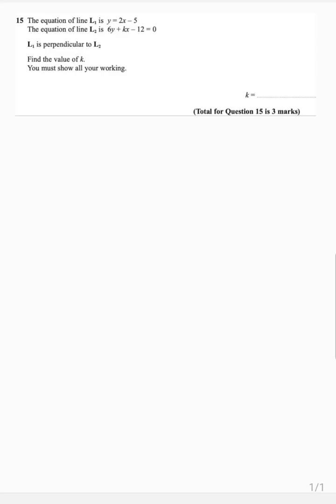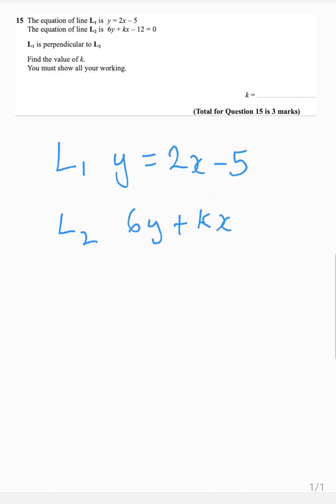Let's go through this GCSE Maths Higher Edexcel exam question. You're given the equations for two different lines, L1 and L2. L1 is y equals 2x minus 5, and L2 they've given as 6y plus kx minus 12 equals 0. And you have to work out the value of k.